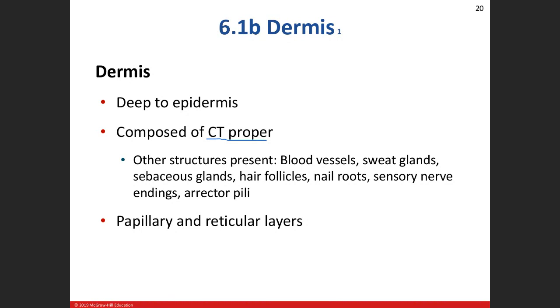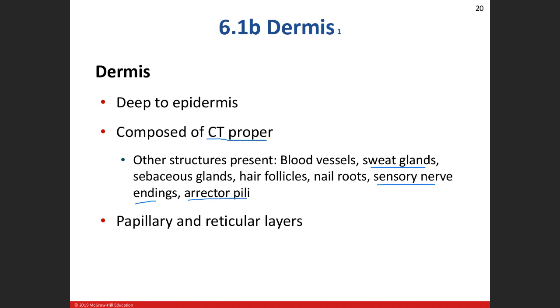But in this connective tissue proper, we have all the other tissue types. All right, so we have sweat glands, which is epithelial tissue. All right, so there's that. We have, where are you? Erector pili, that's smooth muscle. All right, and sensory nerve endings, nervous tissue. So in that layer, you have all four tissue types. Okay, just something to know.